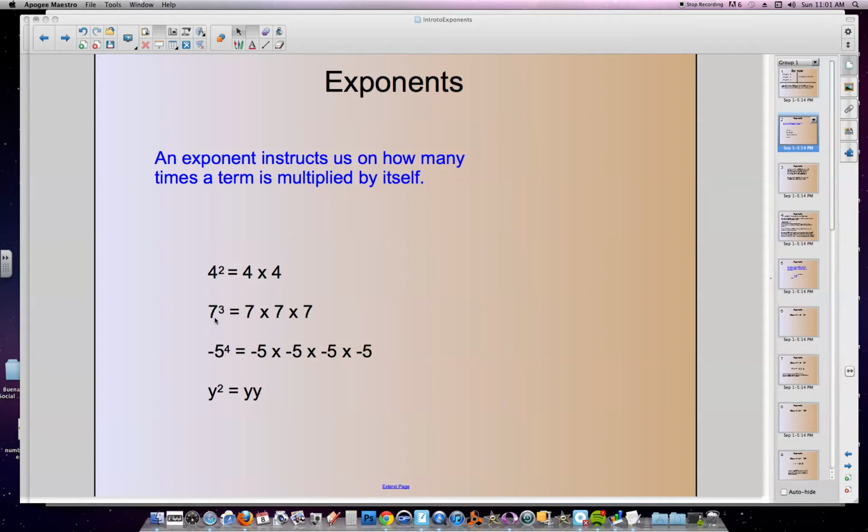7 to the third power, well, 7's our base, that's what's getting multiplied by itself. And we need to multiply it by itself 3 times, so 7 times 7 times 7. Here we have negative 5 to the fourth. Just because the base is a negative number doesn't change anything. We have negative 5 times negative 5 times negative 5 times negative 5. And just an algebraic representation, if we had y squared, regardless of what y is, that means we need to multiply it by itself, y times y.